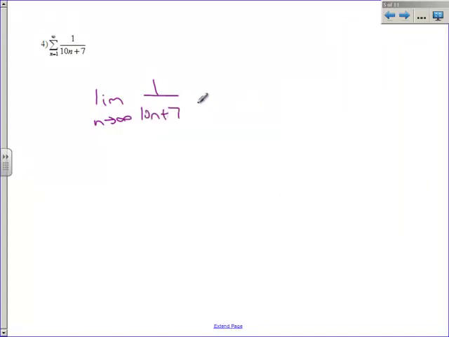10n plus 7. From pre-cal, you learned that if you have a bottom-heavy fraction, this goes to 0. So you should have said the nth term test does not apply here. And we're going to keep a big question mark on this one because we haven't learned how to deal with this one yet. That's coming in a day or so.